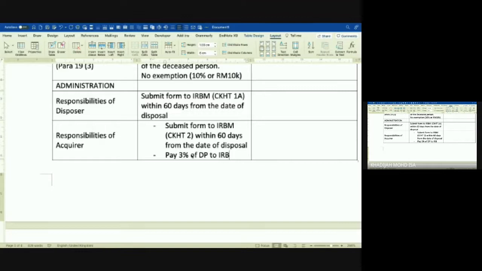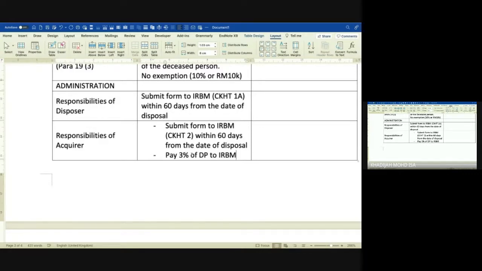So what happened is that the 3% of the disposal price is to be paid by the acquirer. Let's say the disposal price is 1 million. So 3% of the 1 million is 30,000. You have to pay the IRB 30,000, and the balance 97% you pay to your disposer, right?